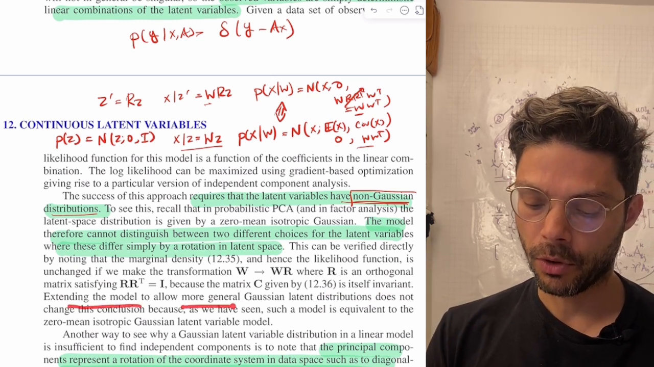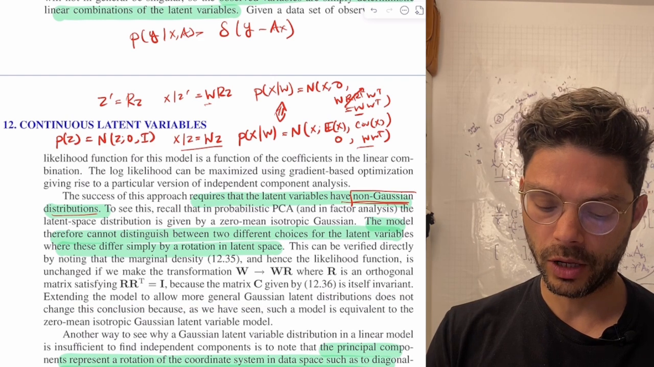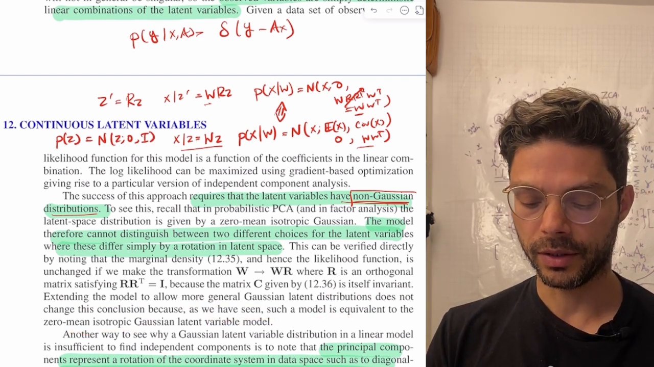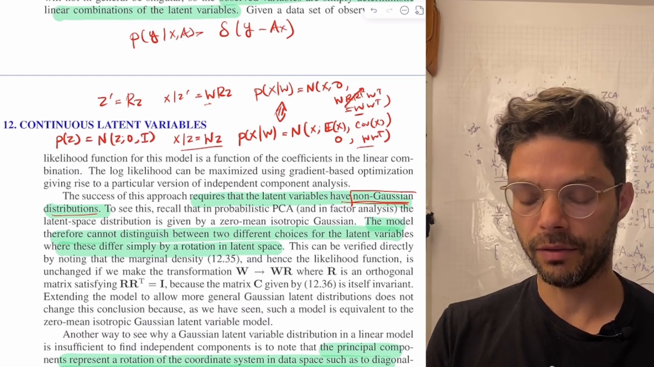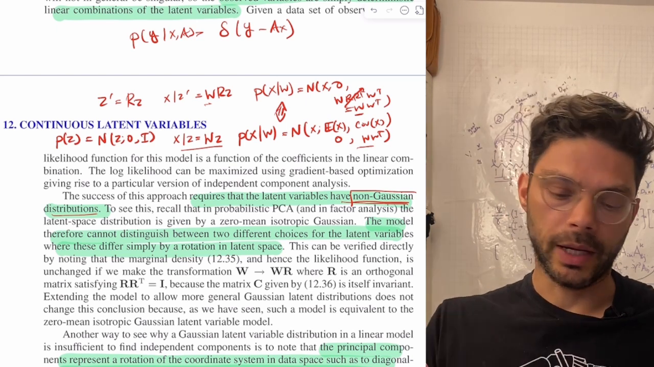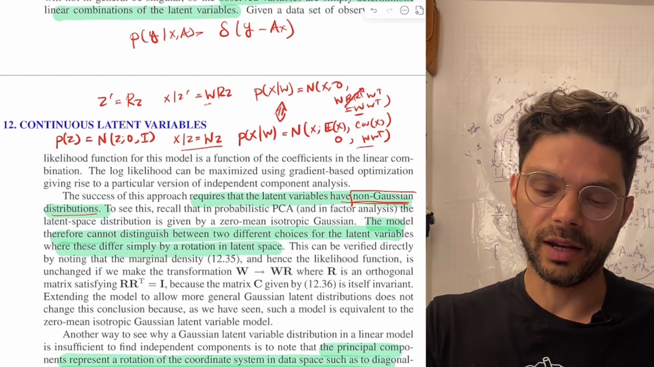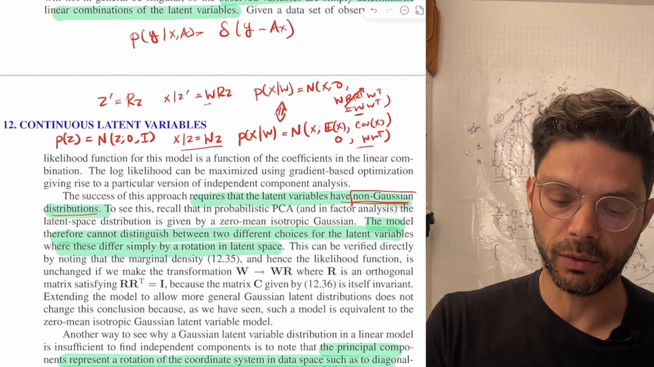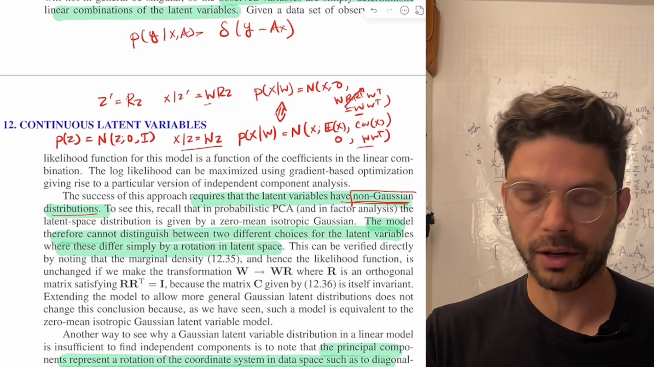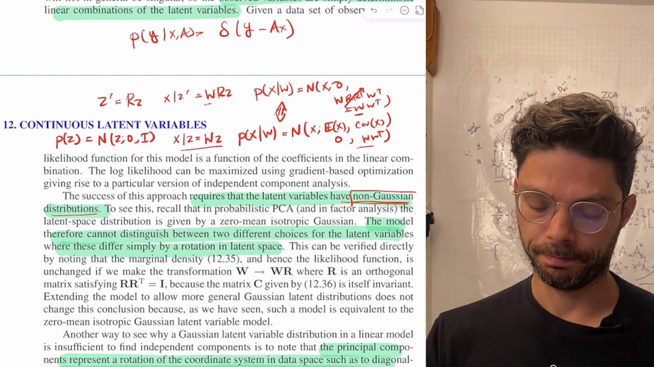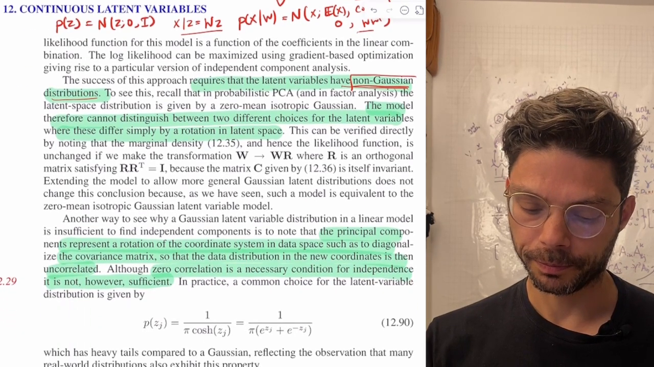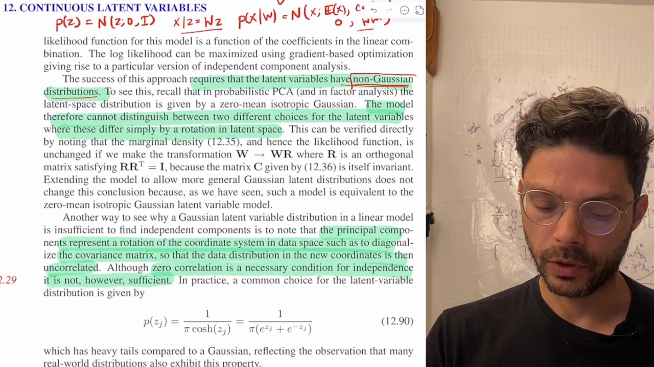Extending the model to allow more general Gaussian latent distribution does not change this conclusion because, as we have seen, such a model is equivalent to the zero mean isotropic Gaussian latent variable model. So the idea was, maybe you can change this covariance on Z. Well, you can actually absorb that into W, and end up with Z itself again being isotropic Gaussian, and you end up with the same problem. Okay, so what can we do? Let's see what he says next.